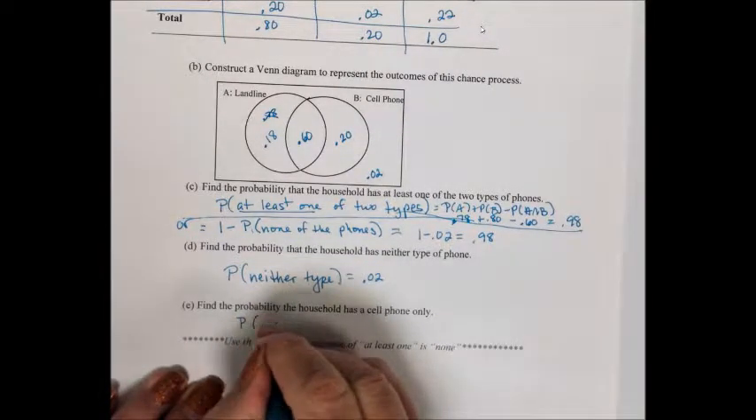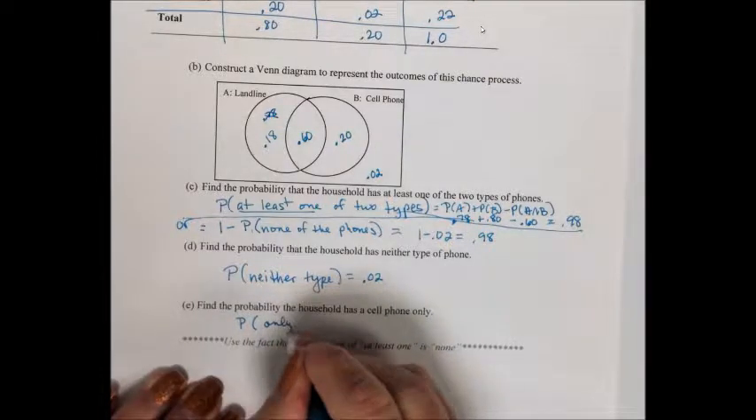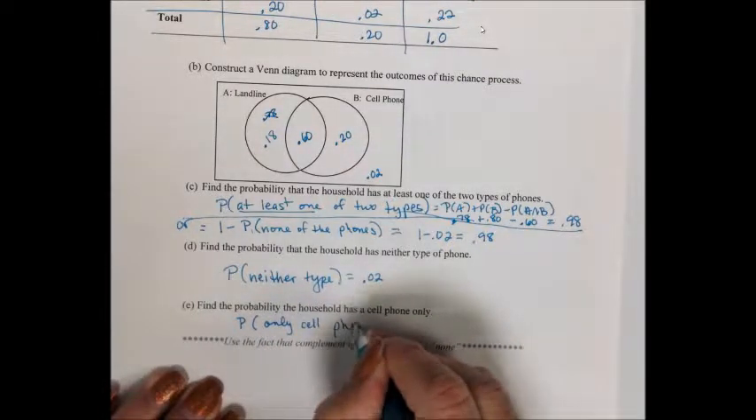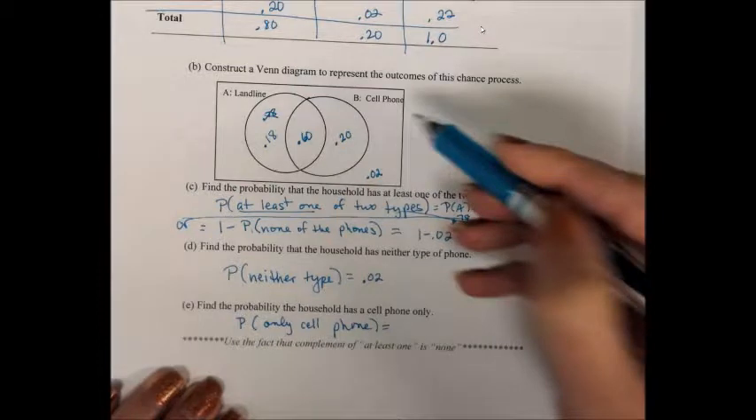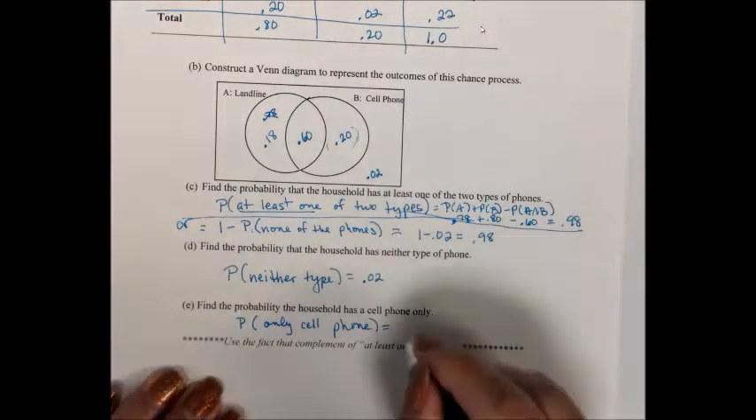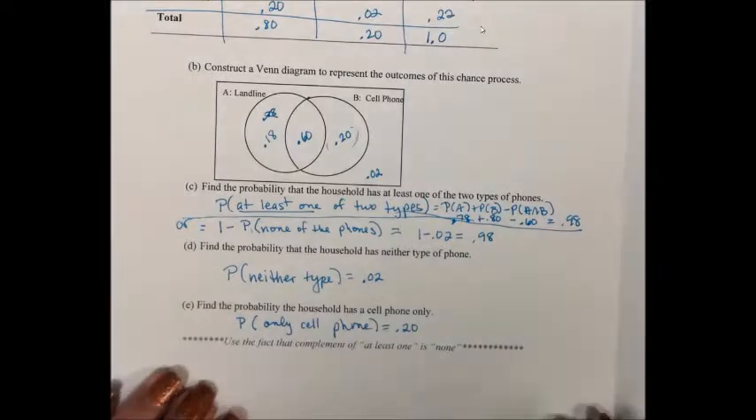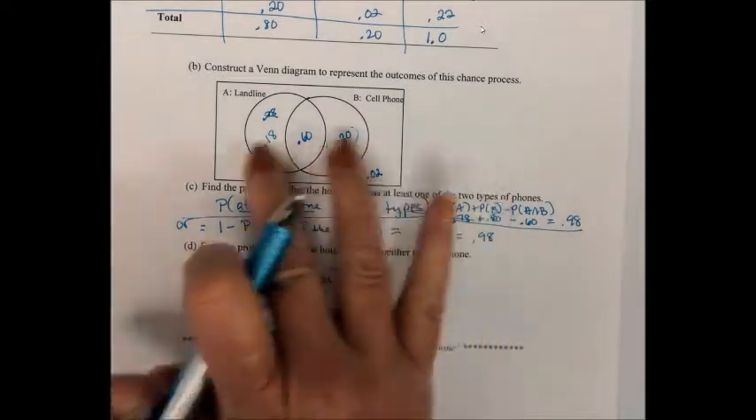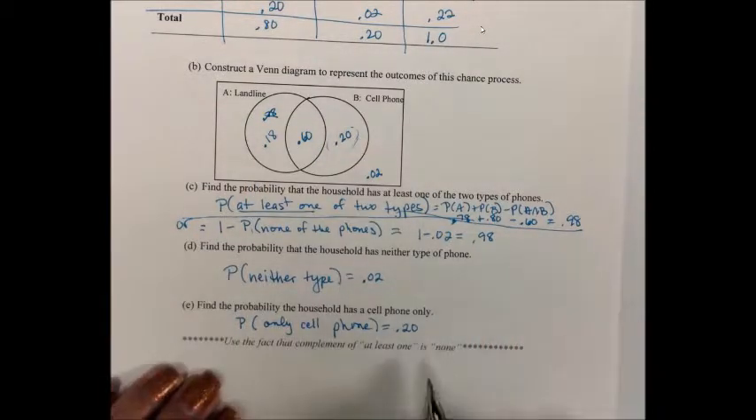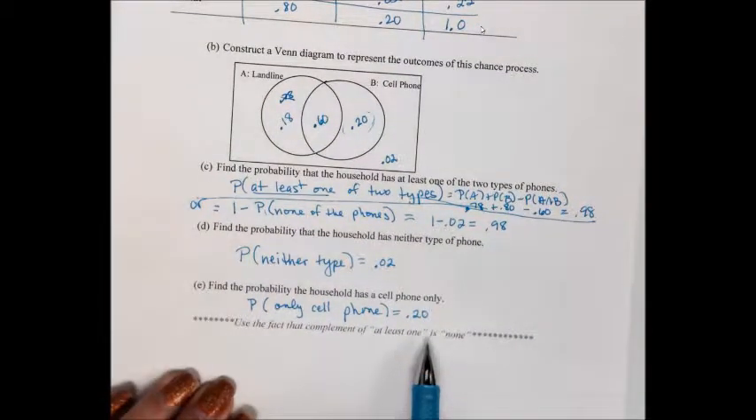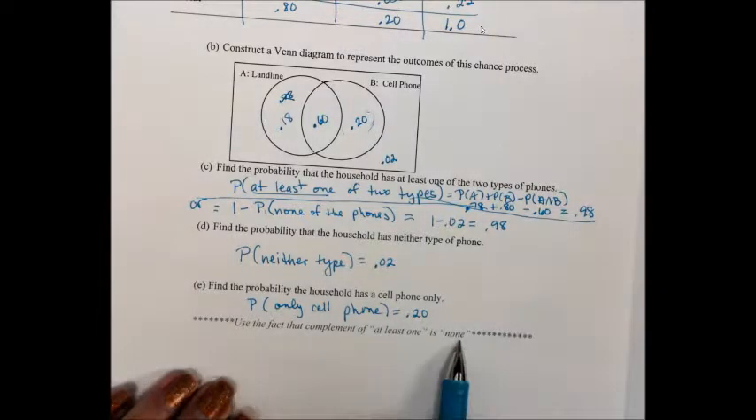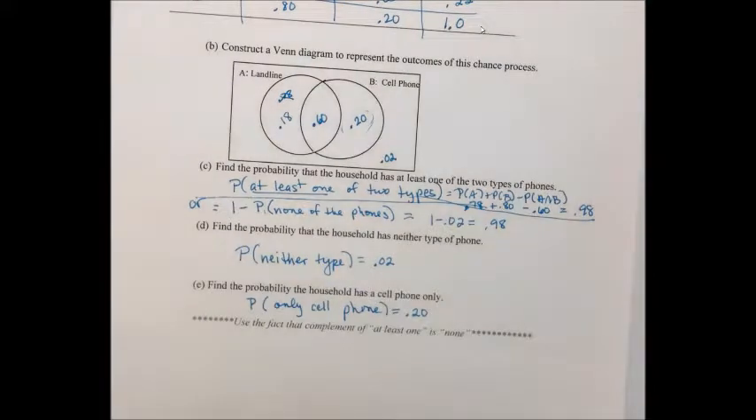So that's the probability of only a cell phone. And this is where the Venn diagram helps. The probability of only having a cell phone is this right here, and that would be 0.20. That's where I actually prefer the Venn diagram to the table, to see what's in what. So cell phone only is 0.20. And again, just reminding you, using the fact when I see the words at least one, the complement is none. And that wraps up our examples for 5.2.